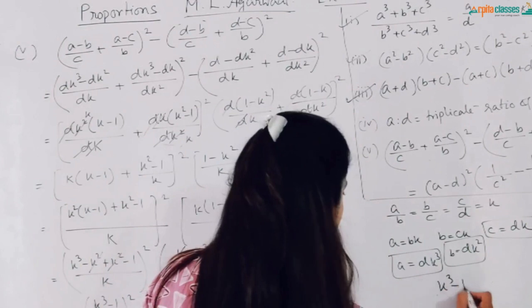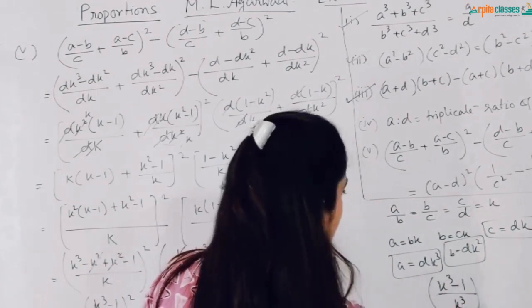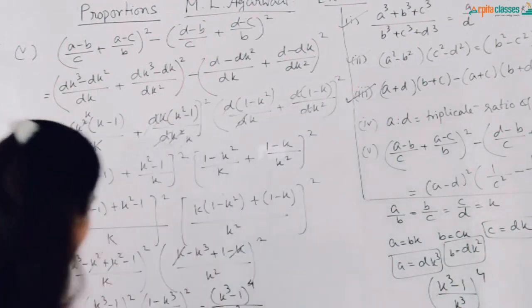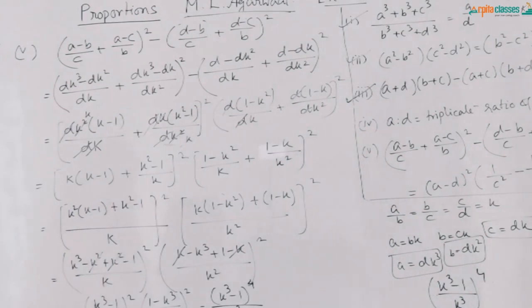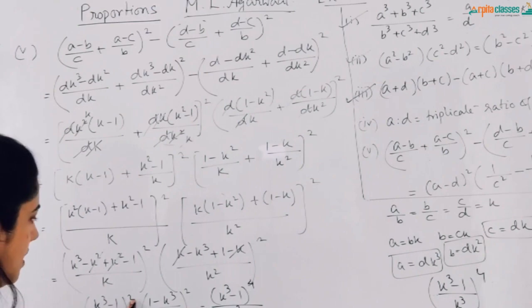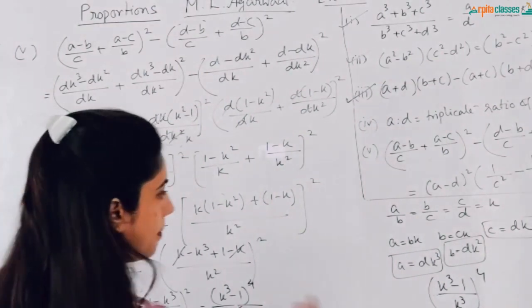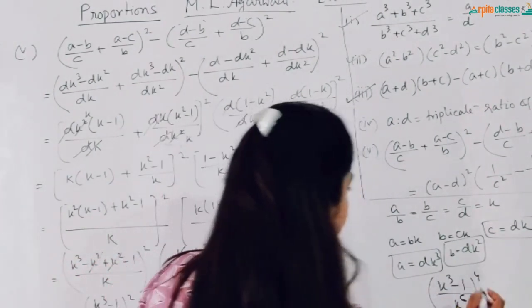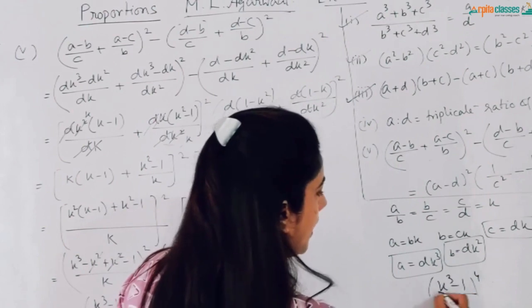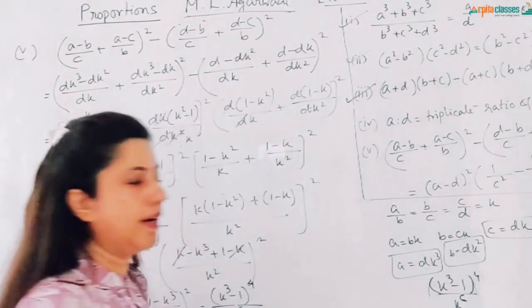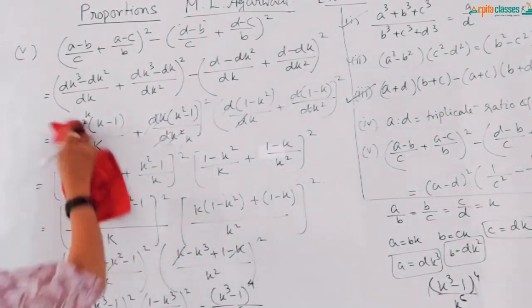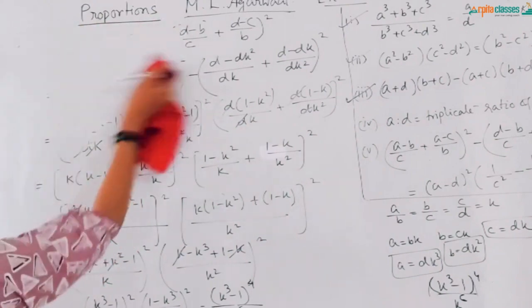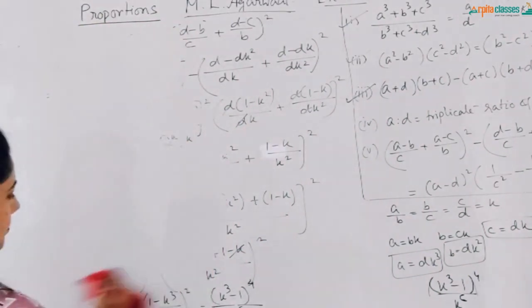I'll just write it down here. No, sorry, this is a square and this is a4. A to the power 6 it is. K cube minus 1 the whole 4 divided by k to the power 6. This is what we get from the left hand side. Now let us proceed to the right hand side.